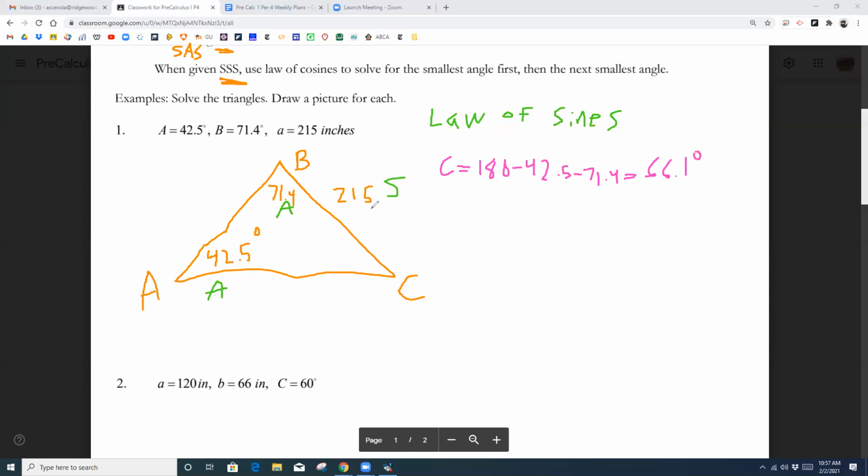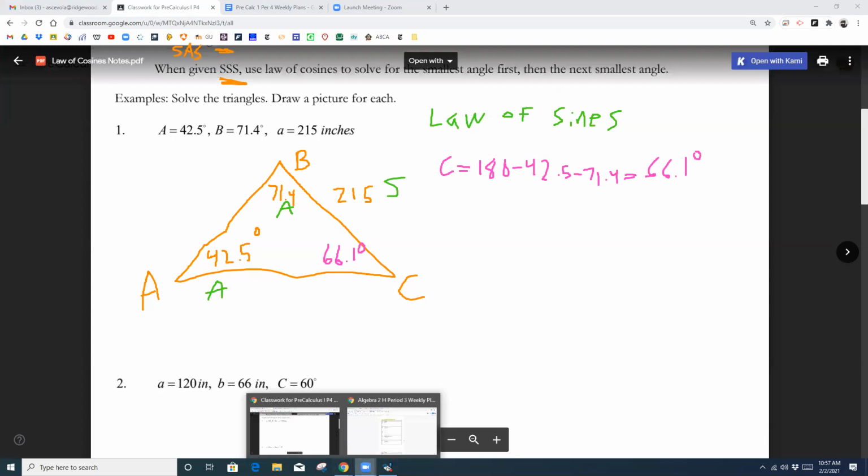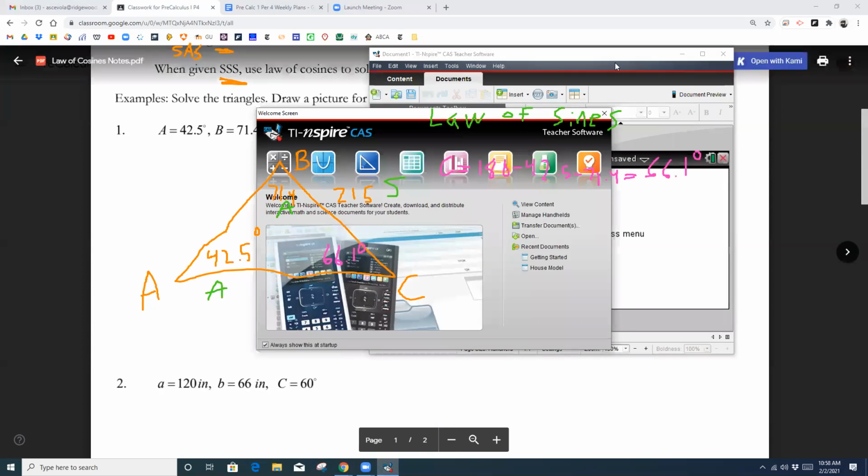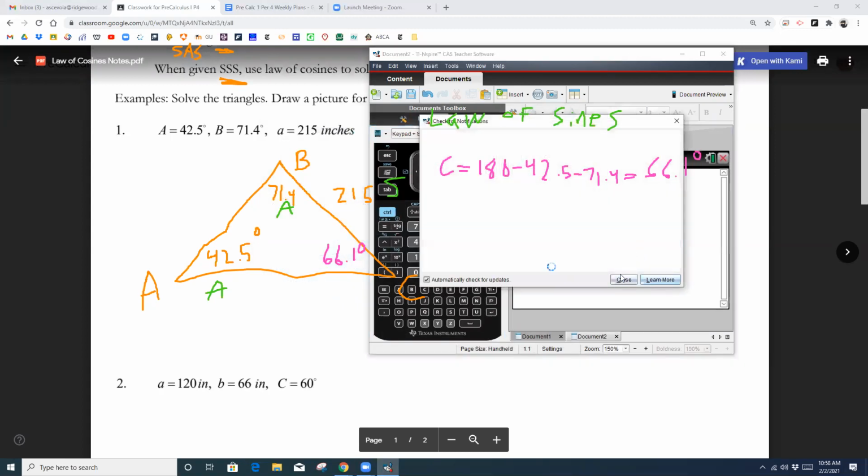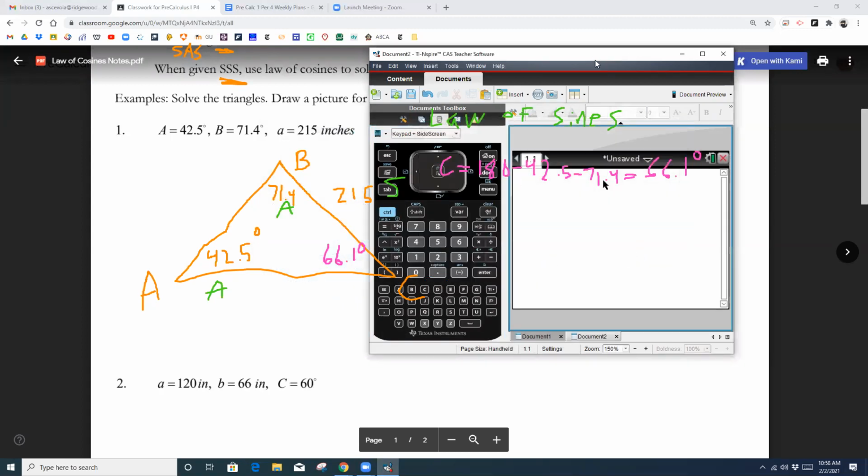So it says solve the triangles. We're almost there. We got all three angles and one of the sides. Now we've got to find the two other sides. We are going to use the law of sines because again, we have enough information to do the law of sines. And you know that because it's angle angle side that we were given.